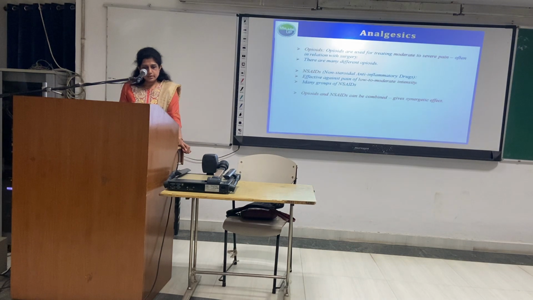Analgesic categories are opioids. Opioids are used for treating moderate to severe pain or pain associated with surgery. There are many different opioids. And non-steroidal anti-inflammatory drugs are effective against pain of low to moderate intensity. There are many groups of NSAIDs. Opioids and NSAIDs can be combined and they give a synergistic effect.